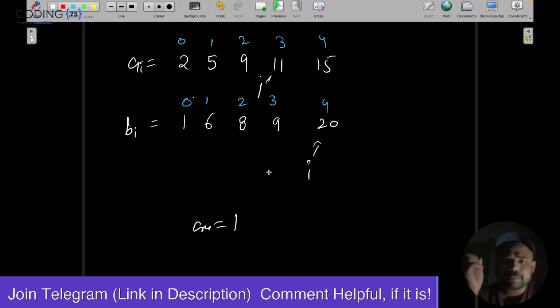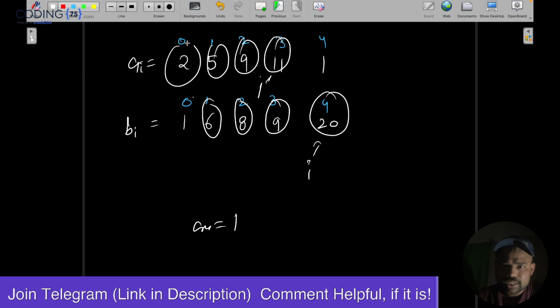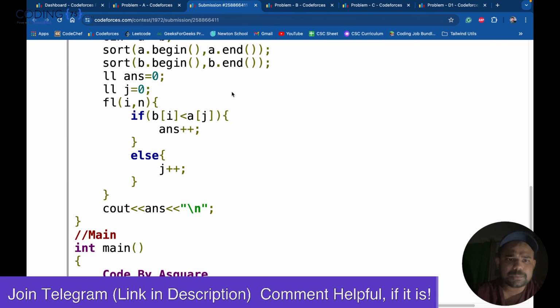Means here only one replacement is required. If you will just replace this 15 with 1, you can see you can pair the problem. So for this, this is present. For this is present. For this is present. This. And for this is present. Right? So this is how, guys, I am solving this particular problem.